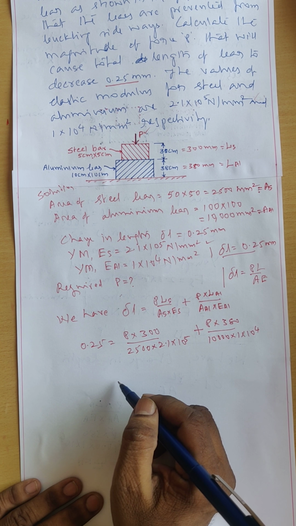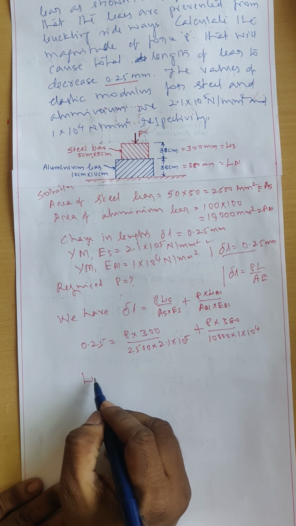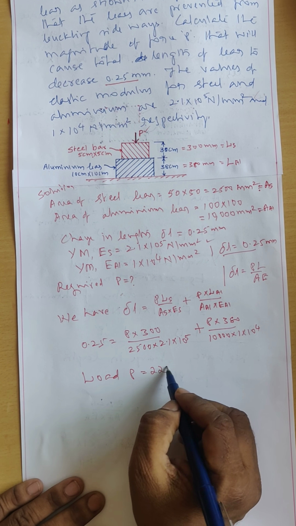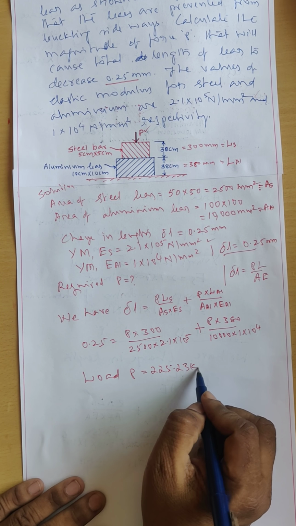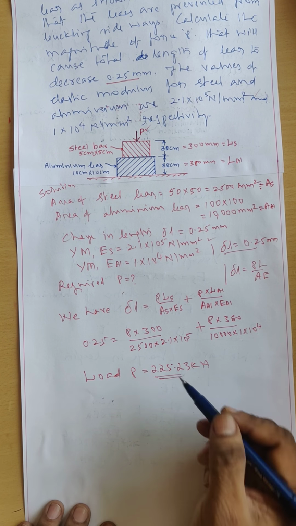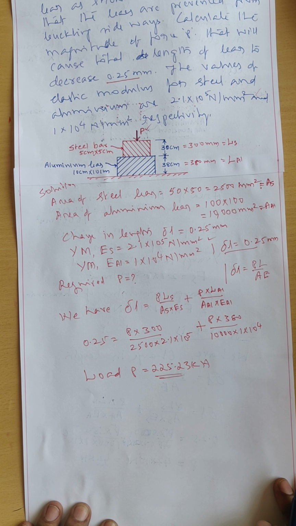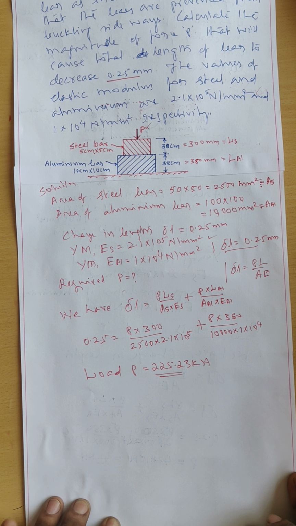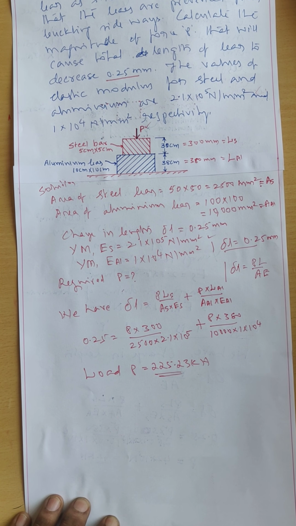From this we can calculate load P equals 225.23 kilonewton. Now we calculated how much load we can apply to this compound bar of steel and aluminium: P equals 225.23 kilonewton.